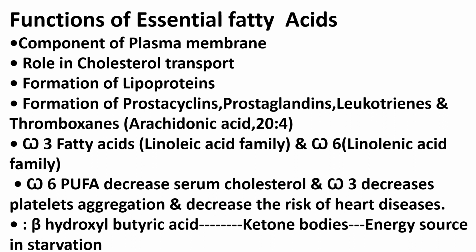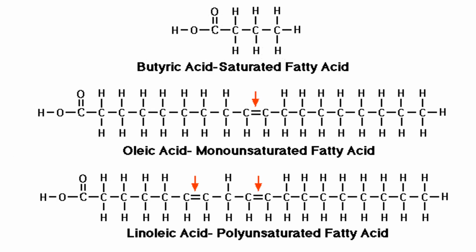And these essential fatty acids are the substrate for the ketone bodies. If you recall, ketone bodies are the alternate source of energy when glucose is not available to the brain and the skeletal muscles. Now, in the diet, we consume three different forms of fatty acids: the saturated fatty acids, monounsaturated fatty acids, and polyunsaturated fatty acids.